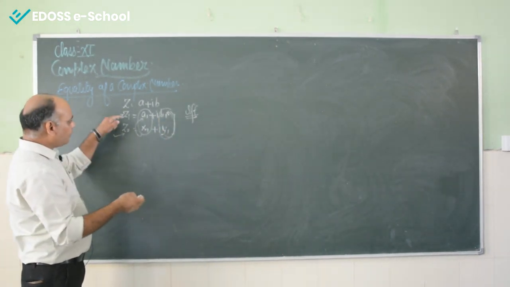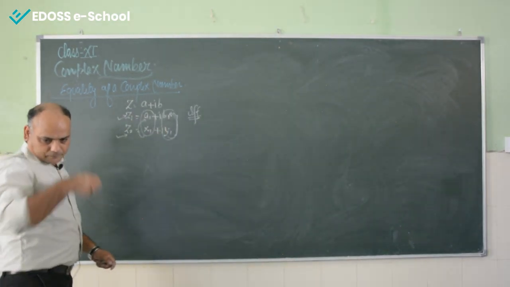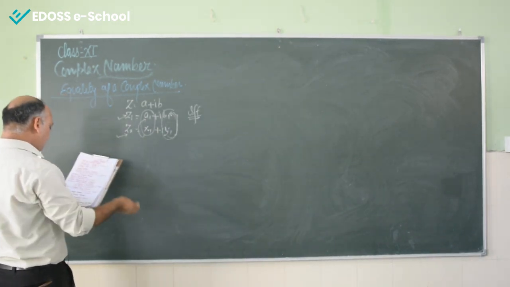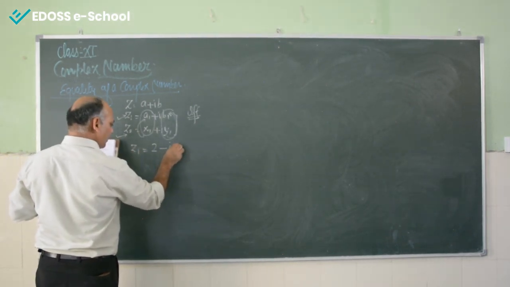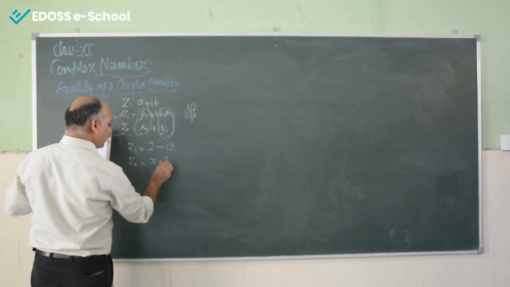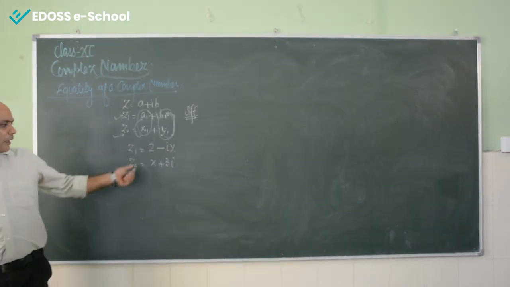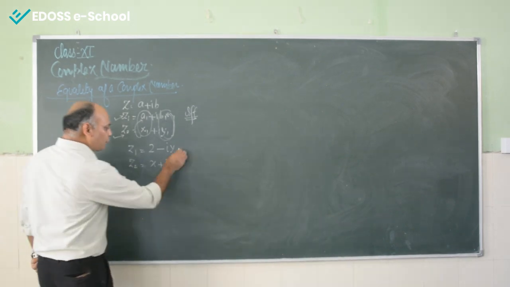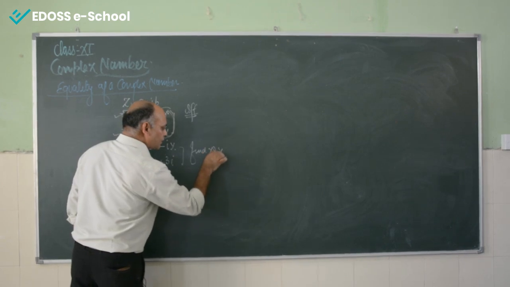The condition is, suppose I am writing a question here. Suppose z1 is equal to 2 minus iota y, and z2 is equal to x plus 3 iota. Suppose z1 equals 2 minus iota y, and z2 equals 3 plus 4 iota, and you have to find the value of x and y. The question was to find x and y.